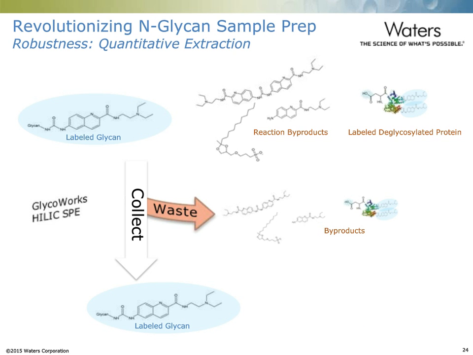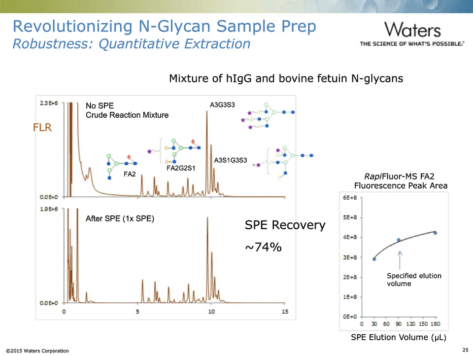In the employed SPE process, the glycans are adsorbed to the sorbent via a HILIC mechanism, then the sample is washed to remove the sample matrix. Upon their elution, the RapiFluor-MS-labeled glycans are diluted with a mixture of organic solvents, specifically acetonitrile and dimethyl formamide, and then directly analyzed by HILIC column chromatography. Chromatographic examples of a crude RapiFluor-MS reaction mixture and an SPE-processed RapiFluor-MS-labeled glycan sample are shown here.